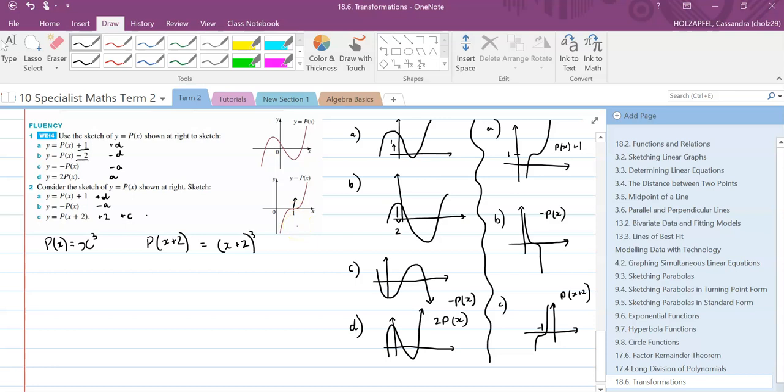I want you to go through and really get familiar with these different types of transformations and what they look like for different functions such as the linear, quadratic, cubics, hyperbolas, and circles, and so on. All right, guys, I'm going to leave it there and I'll see you in the next one.